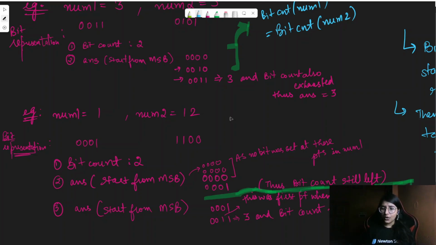But if that is not the case, if there are still some bits remaining, then we will start from the LSB side, check what the first unset bit is, and then set that. So this whole thing we are now required to do in our coding part. So this is what we will be doing.